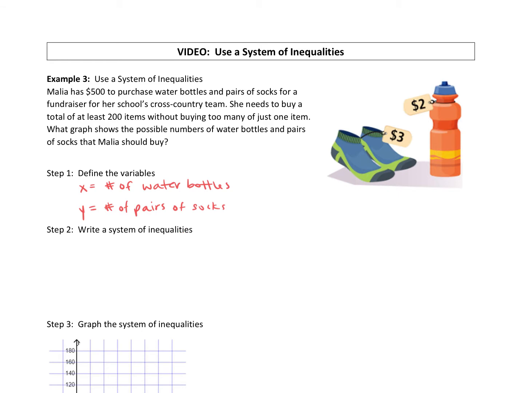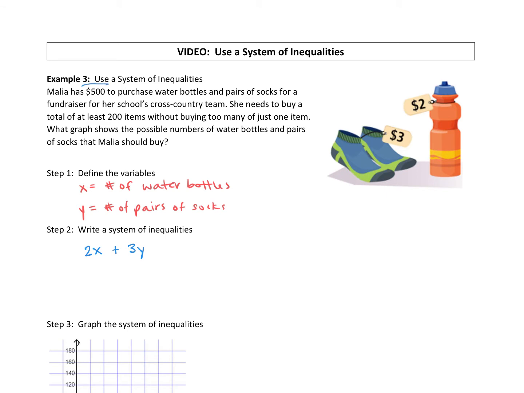So when you're writing your equations, inequalities, whatever the case may be, start by looking for total numbers, all right? So Malia has $500 to purchase, and over here we can see what these items cost. So I think the $500 is going to go with the cost of the item. So let's write an inequality for the cost of things, like the price. So the water bottles cost $2. So she has to spend $2 for every water bottle she buys. In addition to that, the pairs of socks are $3. So $3 times every pair of socks that she buys.